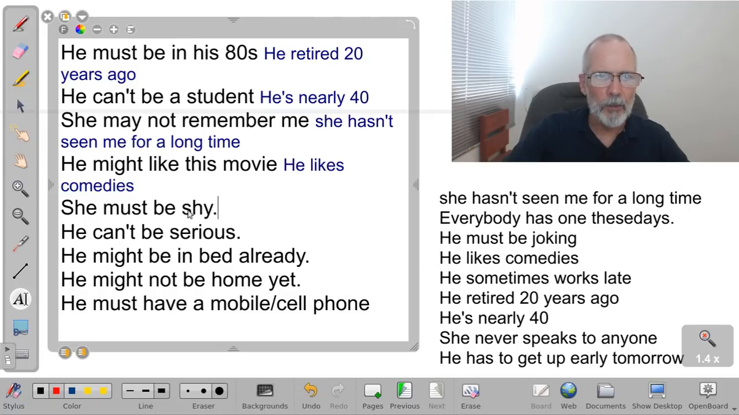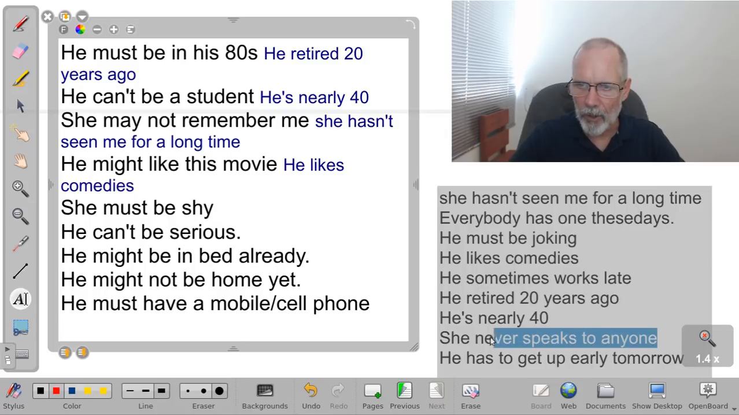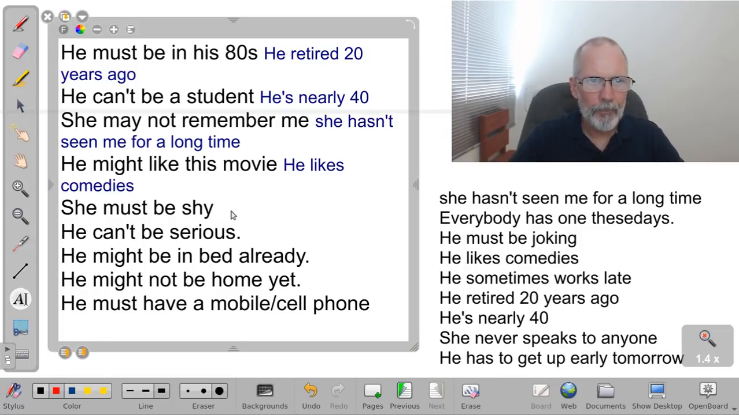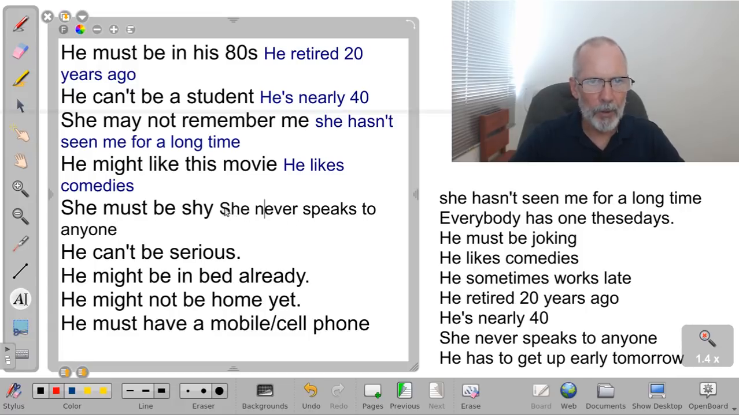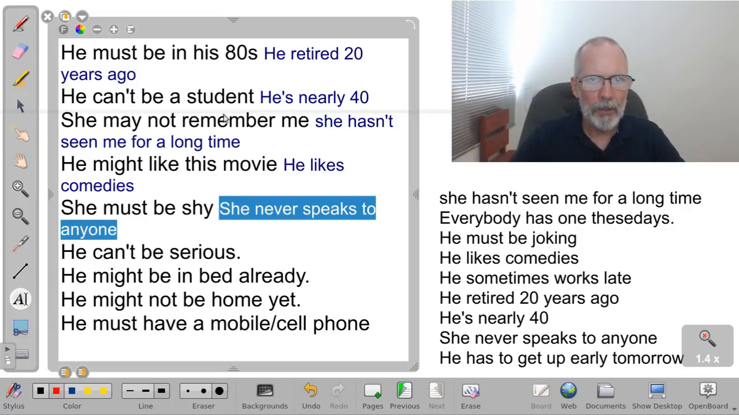It's an assumption. She must be shy. Shy means a person who feels uncomfortable in social situations, like an introverted person, a shy person. She never speaks to anyone. Very good. She must be shy. She never speaks to anybody. Good.